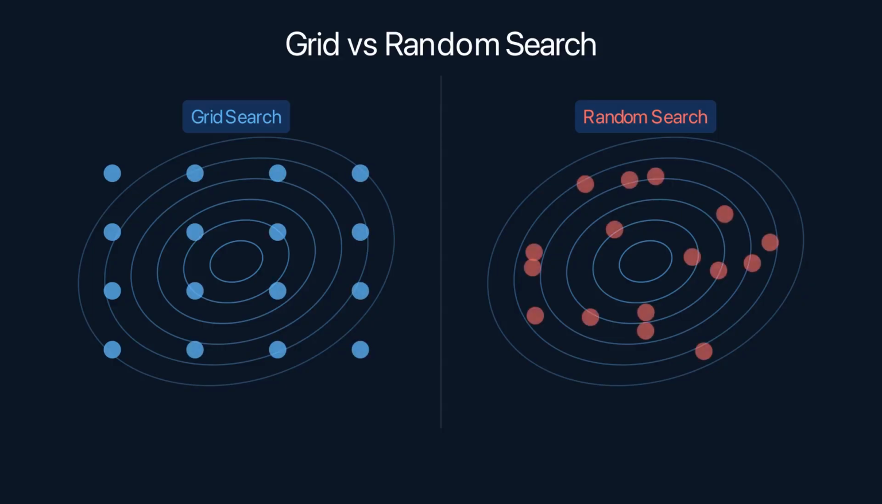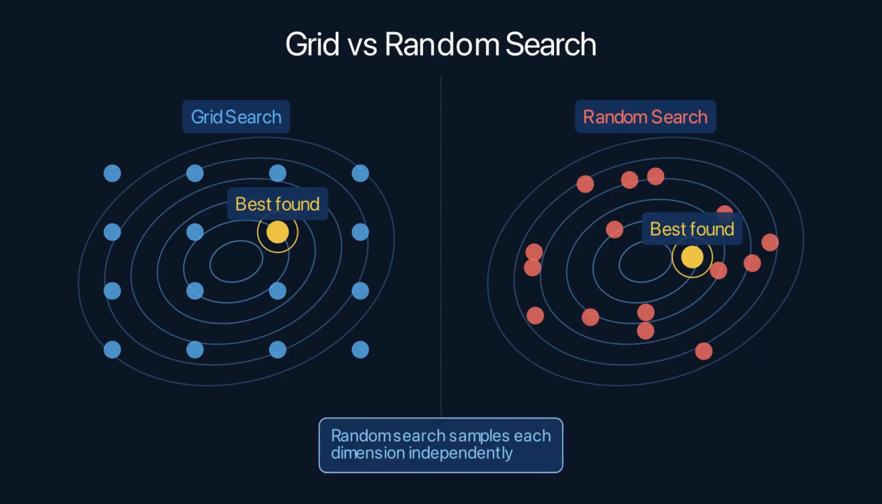Random search picks random starting points. It sounds wasteful, but in high dimensions it's surprisingly effective. Each random point samples a unique value in every dimension, while grid points redundantly repeat values. Bergstra and Bengio show that random search finds good hyperparameters faster than grid search for most machine learning models.